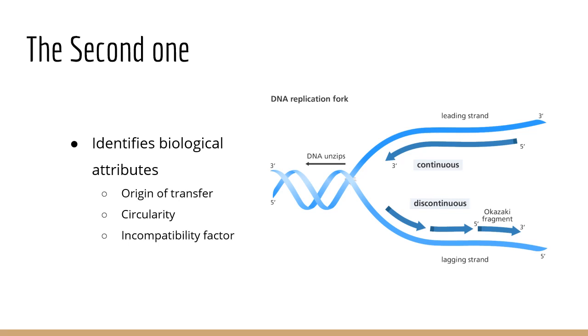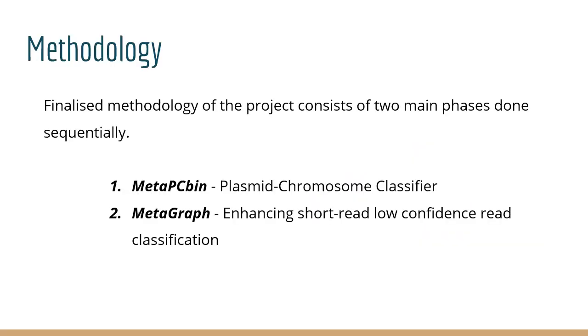Let me give an example. In plasmids, there is a region called origin of transfer. This helps to transfer genetic information among the members of the same generation. Chromosomal DNA does not possess this. Hence, if we can identify a DNA sequence that can be an origin of transfer, it is more likely to be a plasmid.